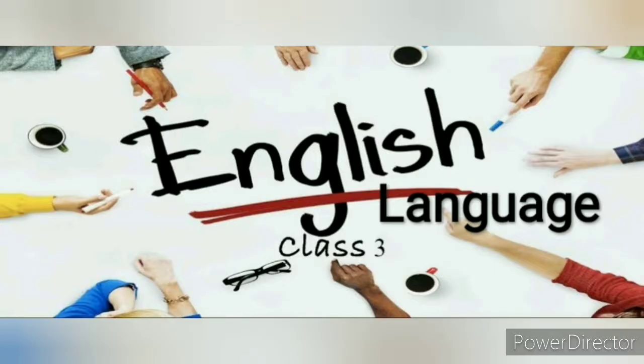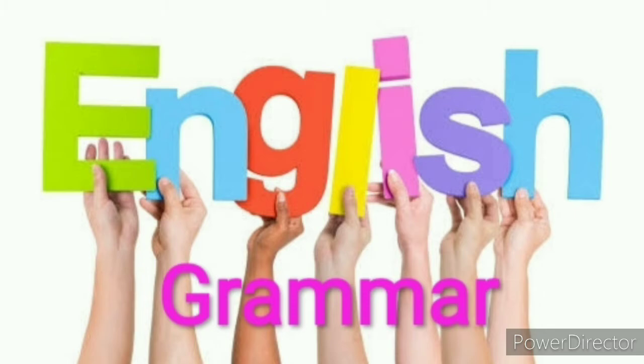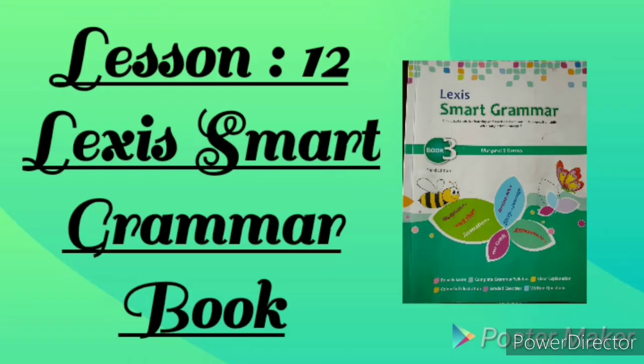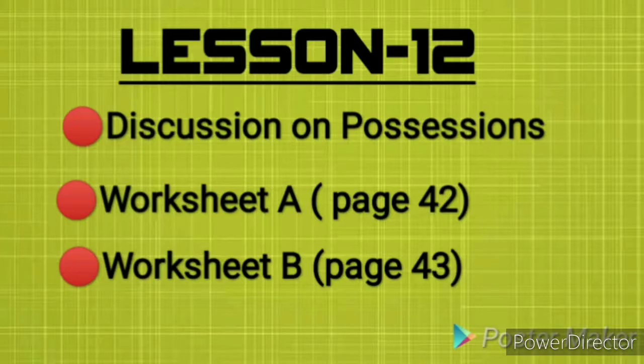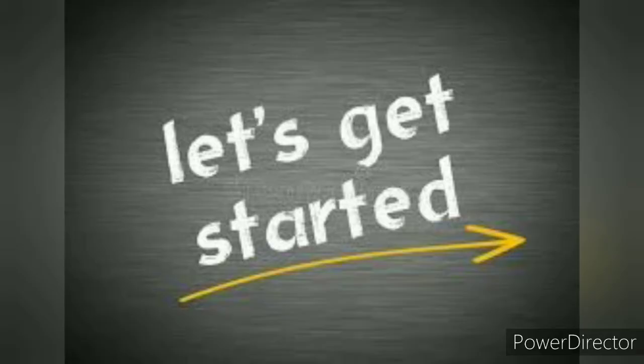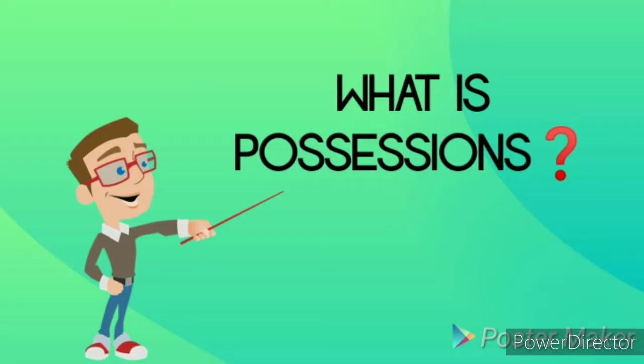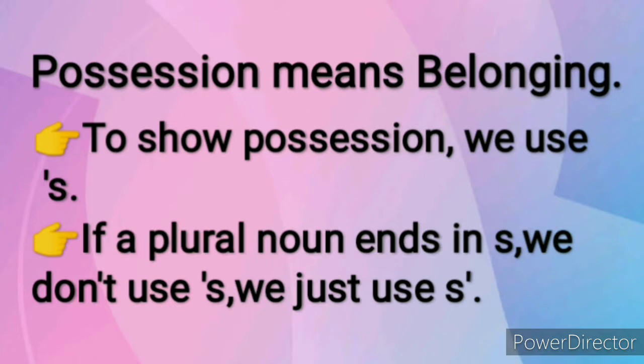This is our first class on your annual examination syllabus, and today we are going to learn lesson 12 from your Lexis Smart grammar book. In lesson 12, the topic is nouns, possessions. So today we will first discuss possessions, then we will solve worksheet A and worksheet B. So let's get started. We should know first what is possession.